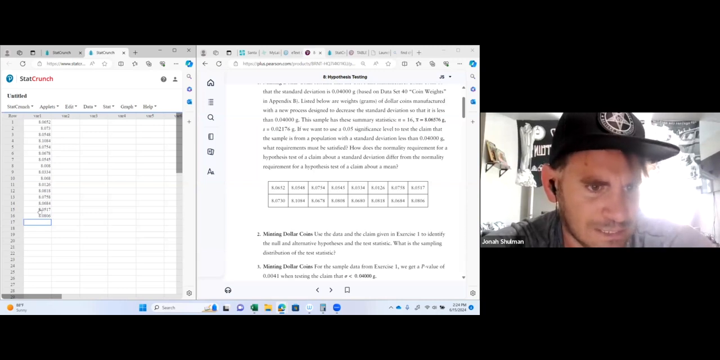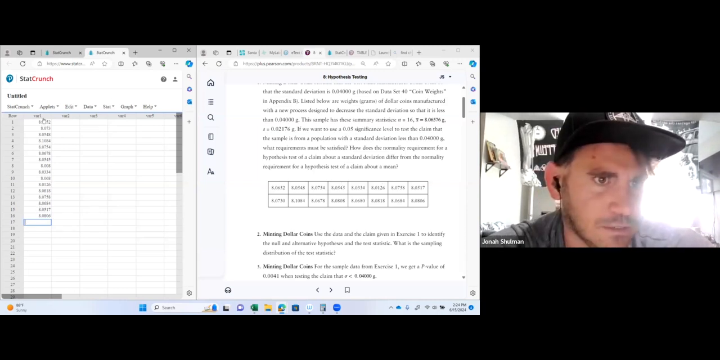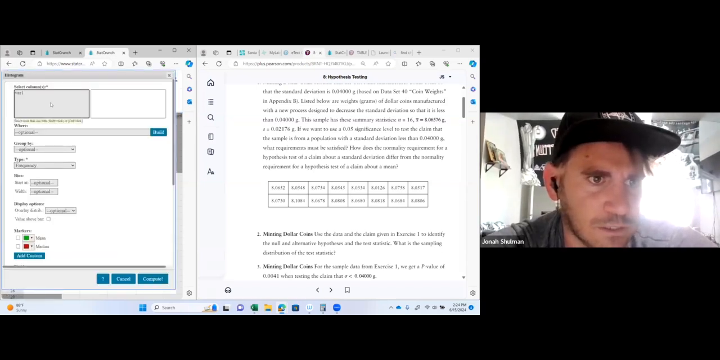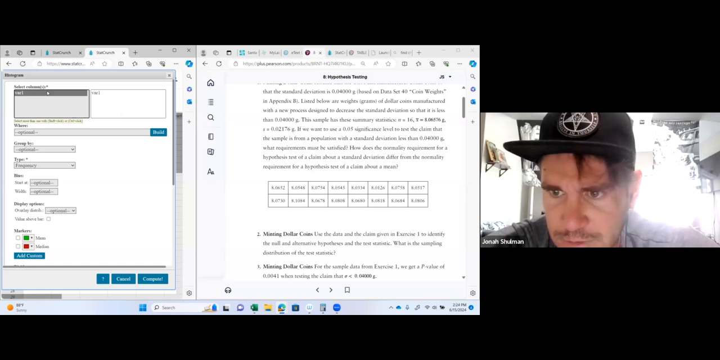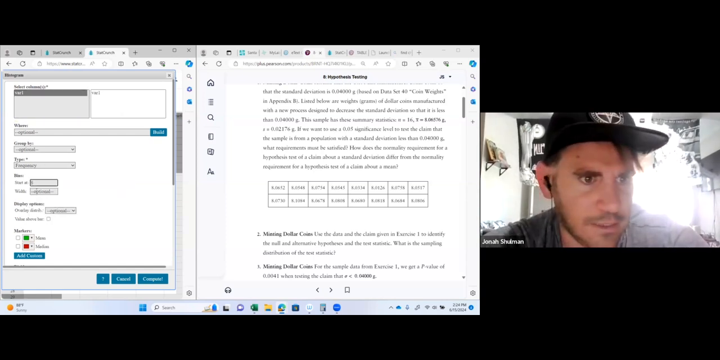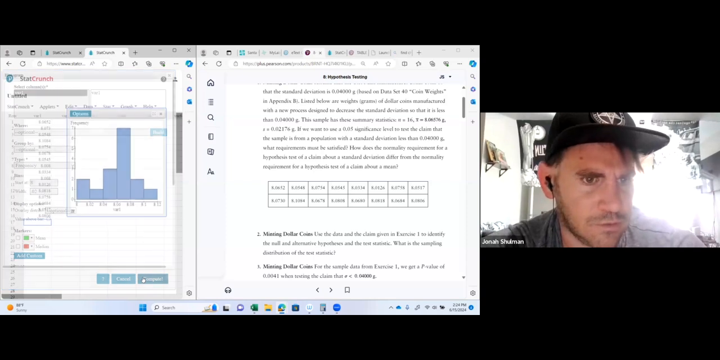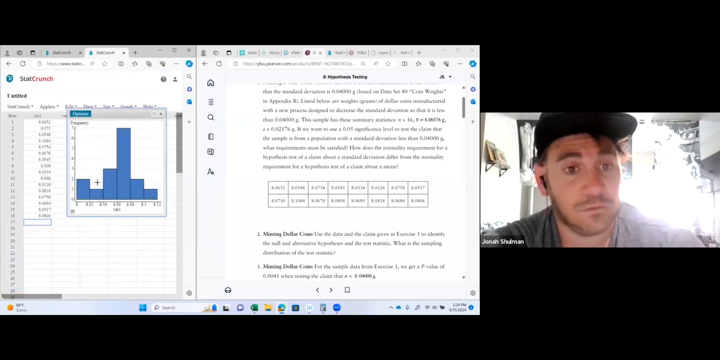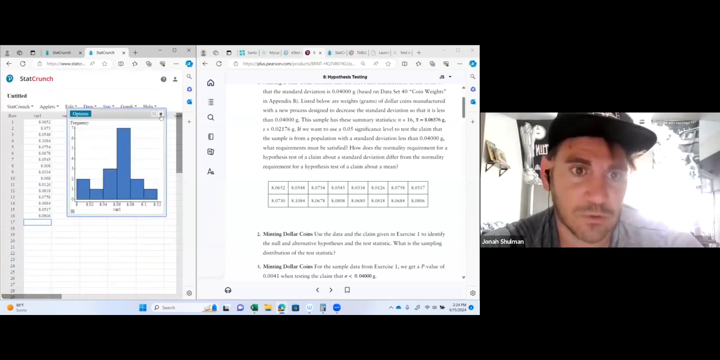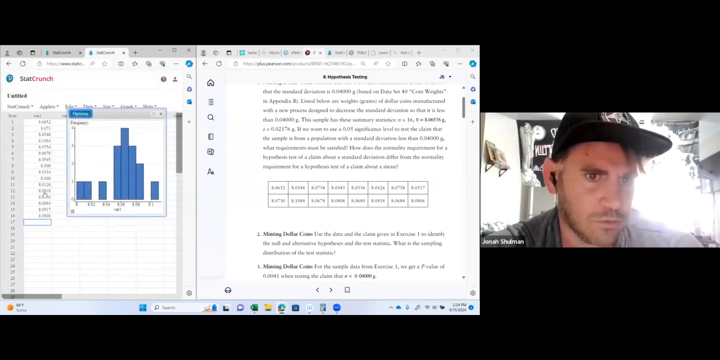Okay, so 16, let's make sure. 1, 2, 3, 4, 5, 6, 7, 8. Yep, it's 16. So the first thing I need to do is graph a histogram of this. I'm going to start it at 8, and I want these to be 0.02 each. Let's see how this looks. It looks pretty normal. It's a little bit shifted, but that's pretty normal. If I change this to 0.1, it should be even more normal.